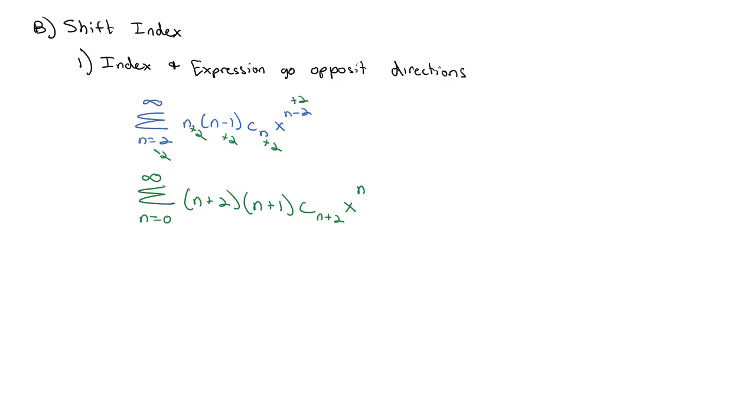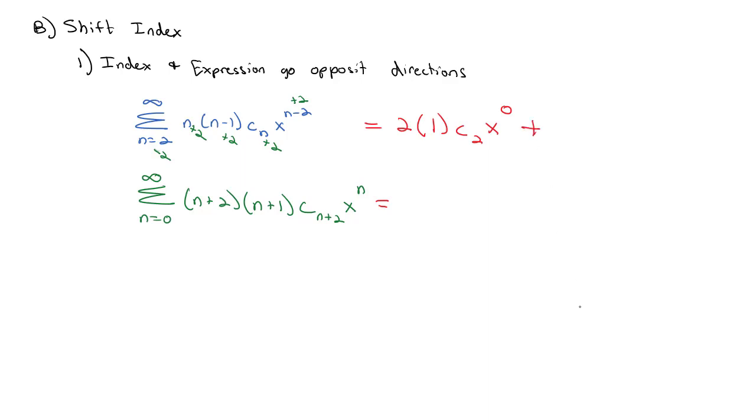Both of these expressions represent the same thing. We've just shifted the starting point, or the index. For example, if we were to start to build these series, the blue series starts at 2. So if I plug 2 in, we have 2 times 2 minus 1, which is 1, times c sub 2, times x to the 2 minus 2, which is 0.